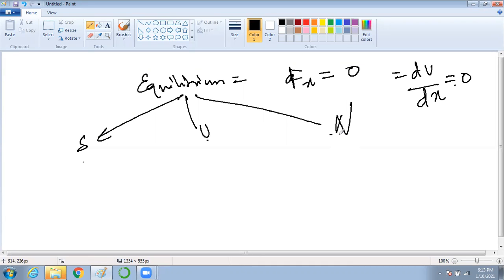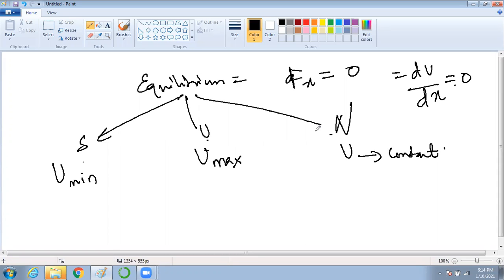We can define for a stable equilibrium, the potential energy is minimum. For unstable, your potential energy is maximum. And for neutral, it is constant. Till now clear? Yes, sir. So if it has minimum potential energy at a point, then you can say it is a stable equilibrium.